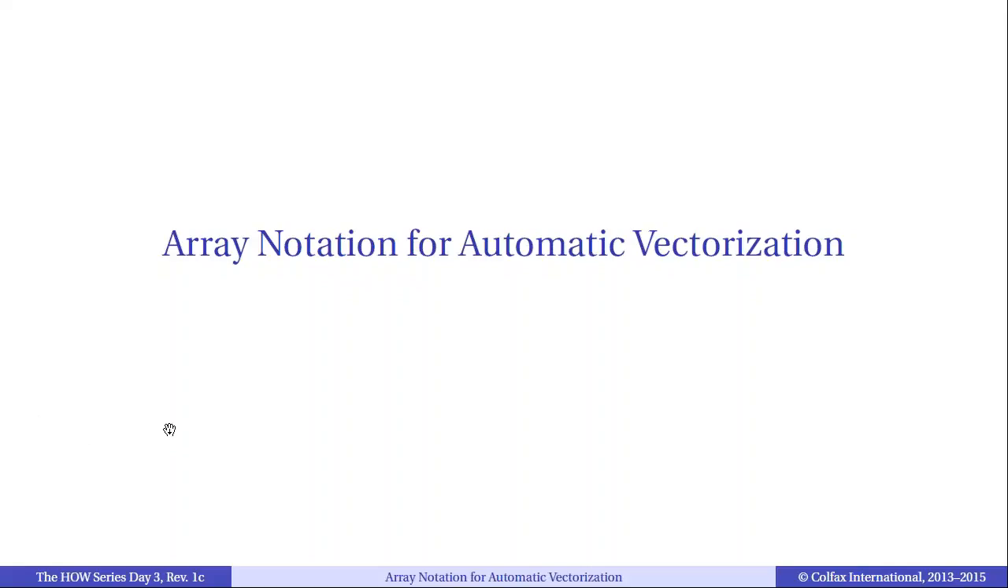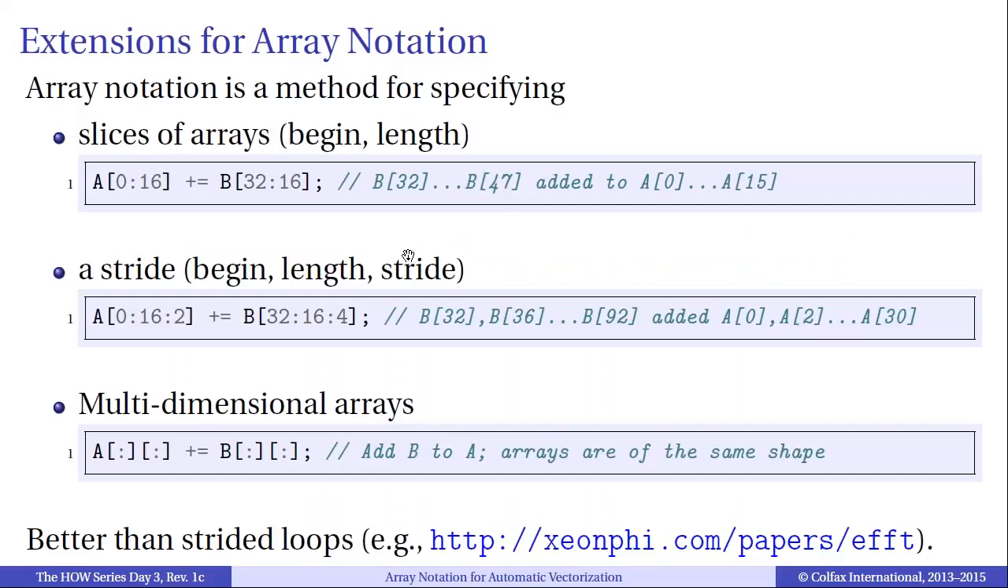All right, so let me go to another topic on automatic vectorization. I've talked about how loops can be vectorized, but there is another way to request vectorization from the compiler, and this is array notation. Array notation is something that is familiar to Fortran programmers. Fortran programmers have had it for a while. In C, array notation is not a part of the language, but Intel compilers support language extensions that allow you to use array notation. So you may have expressions like this: A[0:16] += B[32:16].